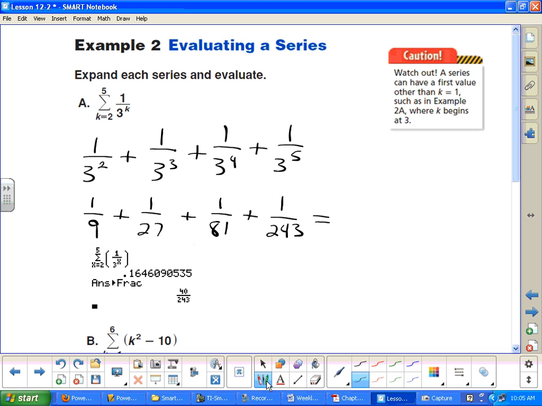So my answer then is going to be 40 over 243. And that makes sense. So if I got a common denominator here, I'd have 1 over 243 plus 3 over 243 plus 9 over 243 plus 27 over 243. And so when I add the numerators, I get 40 over 243. Okay? Wow. All right. So where else did you find that, Shelby?